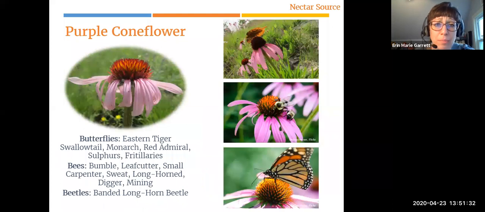But let's compare with our purple coneflower. So purple coneflower hasn't really been studied to act as a host plant. And if you're familiar with it, you might realize that the leaves are very, very rough and sandpapery. There's many stiff hairs all along them, so not necessarily a great food source for caterpillars. But we know that it's loved by butterflies. Different swallowtails, the monarch, fritillaries are all going to visit our purple coneflower, along with many other bees and some beetles. Okay.